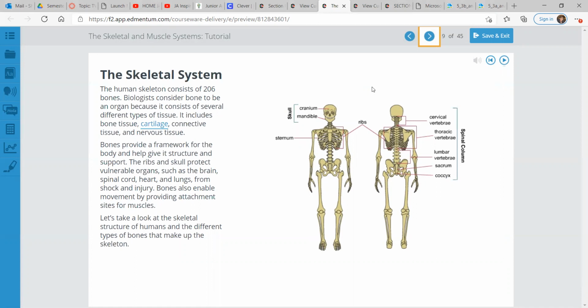Bones provide a framework for the body and give it structure and support. Your ribs and skull protect vulnerable organs like your brain, your spinal cord, heart, and lungs from shock and injury. Bones also enable movement by providing attachment sites for muscles. So we're going to take a look at the skeletal structure of humans and the different types of bones that make up the skeleton. Here we get a nice visual.